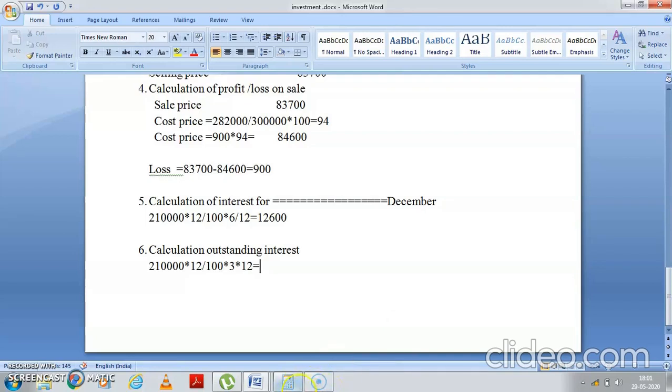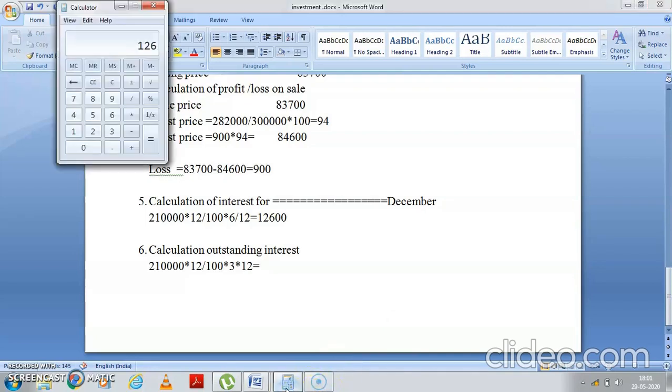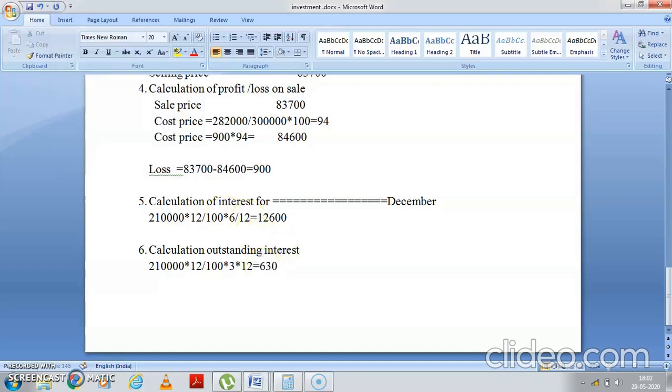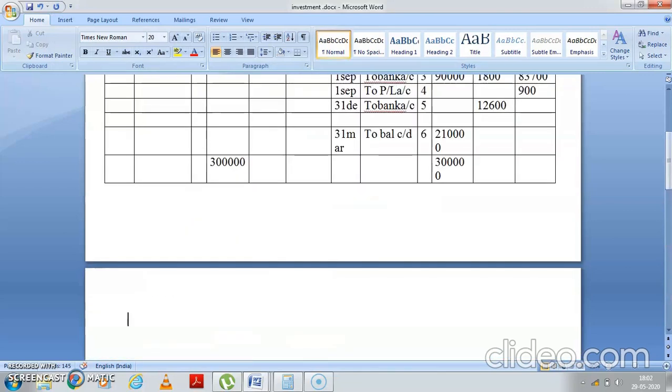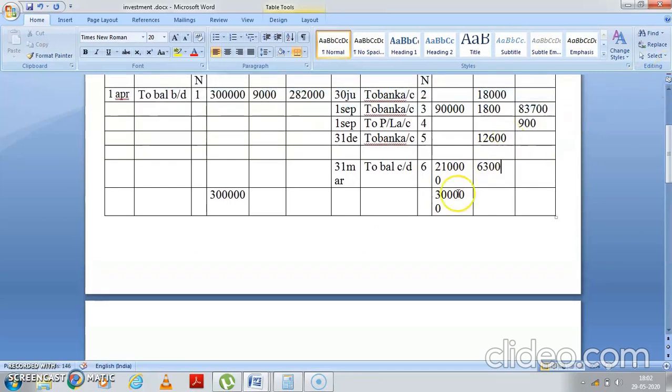Again we'll do the calculation in the same way. It is 2,10,000 into 12 percentage. It comes to 25,200. So 25,200 divide by 12 multiply by 3. So interest is coming to 6,300. So 6,300. Chalo, then here we will write interest 6,300. Now students, we are going to do the total of debit and credit.